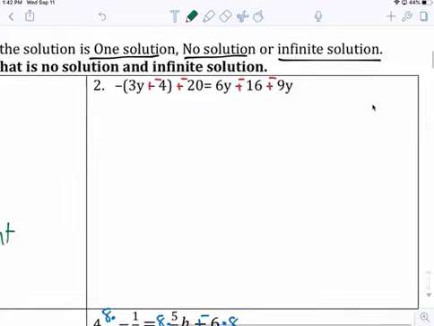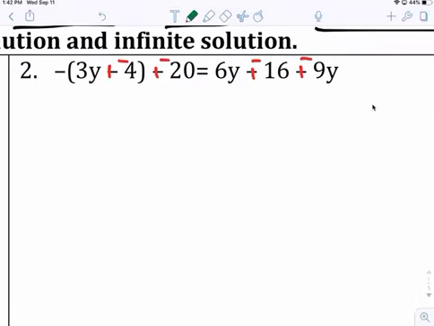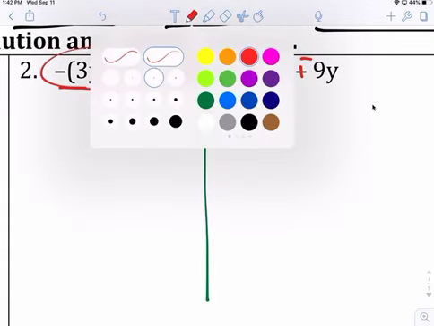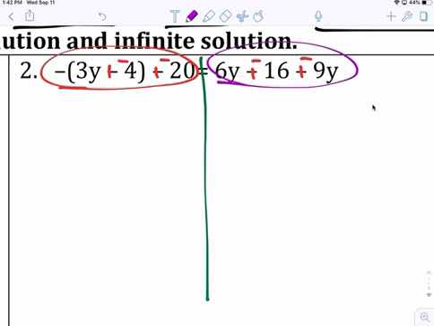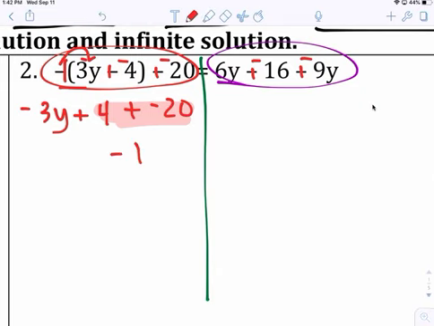Okay, number 2. Additive inverse first, as you can see. Draw your walls. I'm going to do this one in red, and I'm going to do this other side in purple. So in red, there's an invisible 1, distribute: negative 3y plus a 4, and plus a negative 20. What is it? This gets you negative 16.